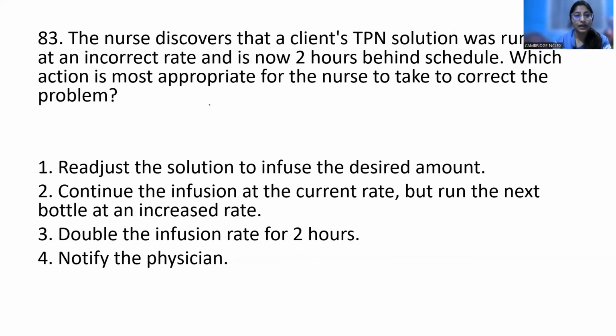The nurse discovers that the client's TPN solution was running at an incorrect rate and is now 2 hours behind schedule. Which action is most appropriate for the nurse to take to correct the problem? Here we can see that the patient is on total parenteral nutrition. Total parenteral nutrition will increase the glucose level in the body. It is used to provide nutrition to fully meet the patient's nutritional needs. The rate is 2 hours behind, which means the solution was not being administered appropriately. It was being given in a smaller amount. So what is the most appropriate thing we should do here?